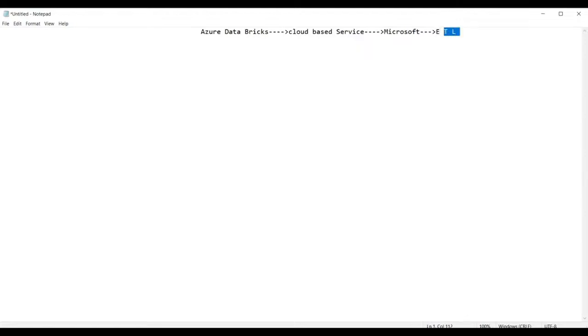Now, guys, what do you mean by ETL? Already I told you yesterday, ETL stands for extraction, transformation, and loading. This process of extraction, transformation, and loading is a process of data summarization.